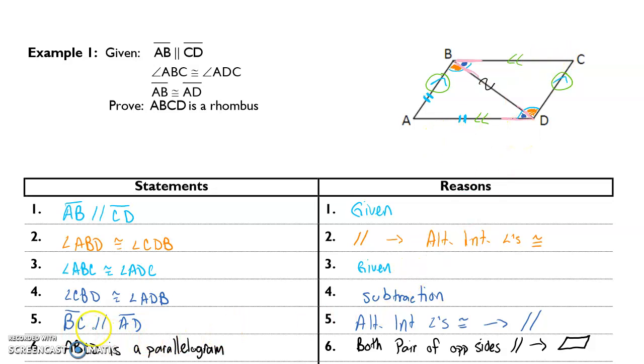That means those must be congruent, or parallel I should say, because alternate interior angles imply that those lines are parallel. Now AB and CD are parallel because it was given, and we just proved BC and AD are parallel. I have both pairs of opposite sides parallel. That makes this a parallelogram.